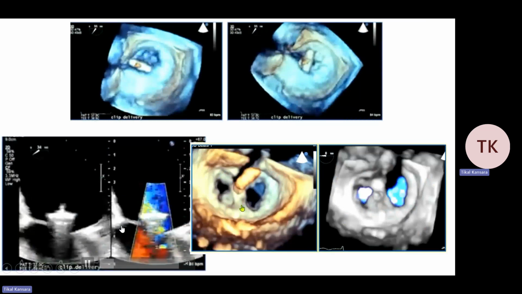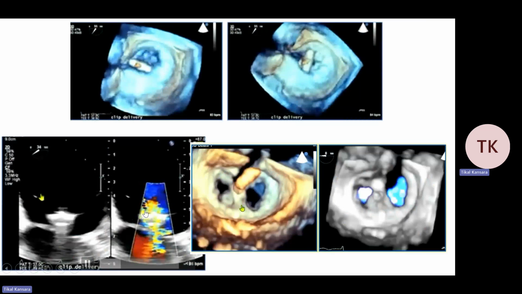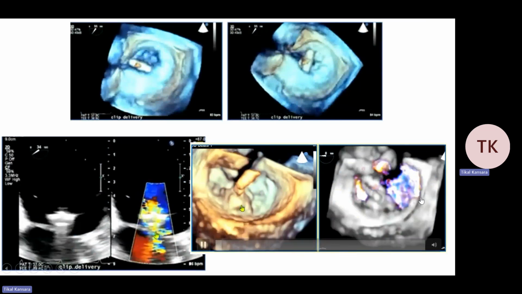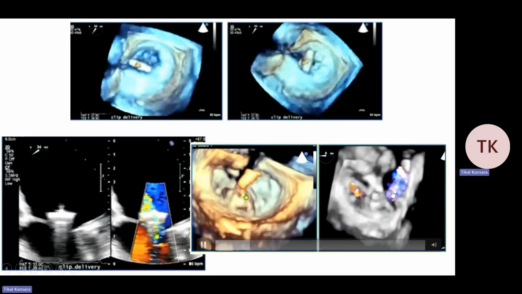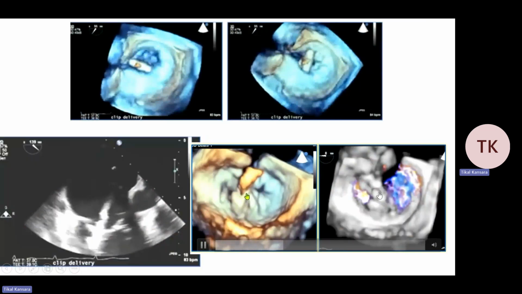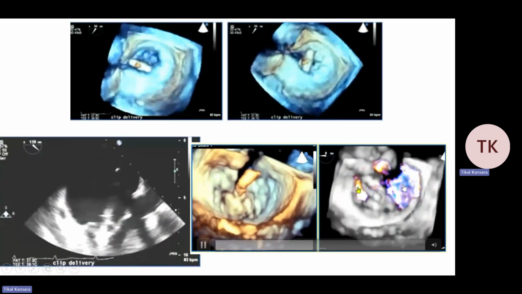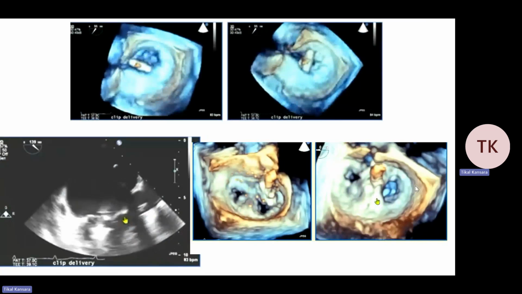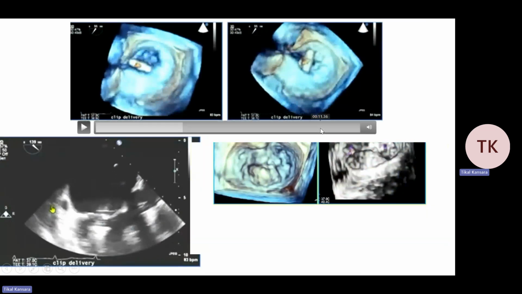And then in long axis, you deploy the arms, and you see the residual MR. Unfortunately, the patient I got still had severe residual MR even after the mitral clip was placed. So this patient had to undergo a second clip also, but this is how it looks, and you can do the entire thing in 3D.